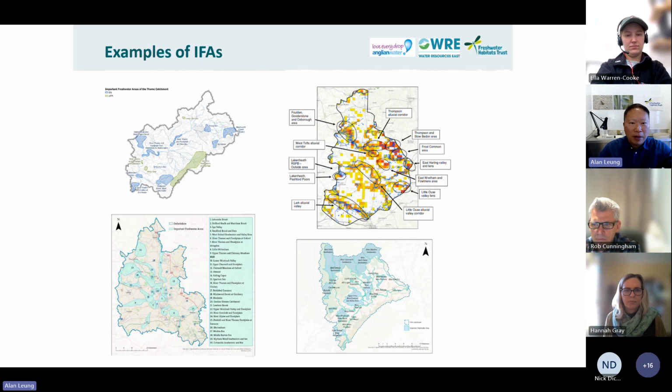These are some of the maps extracted from these reports. As you can see, the outcome of the report looks like this. We've highlighted certain areas important for freshwater biodiversity.